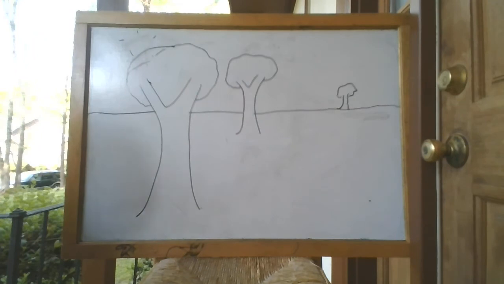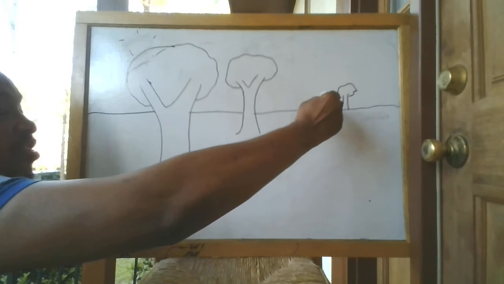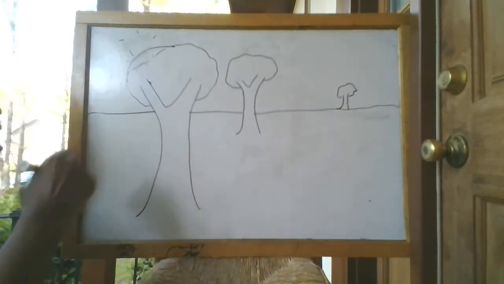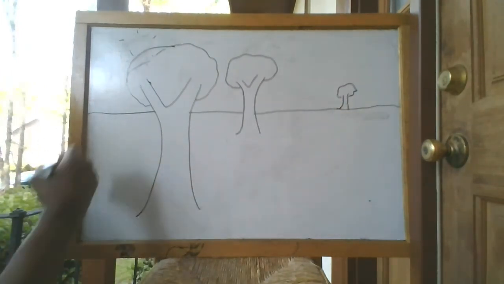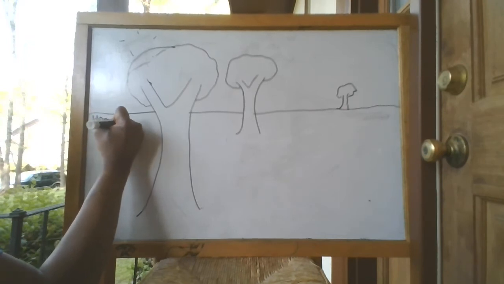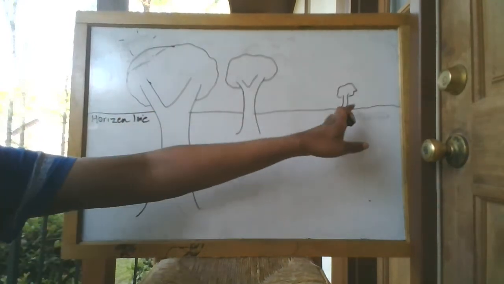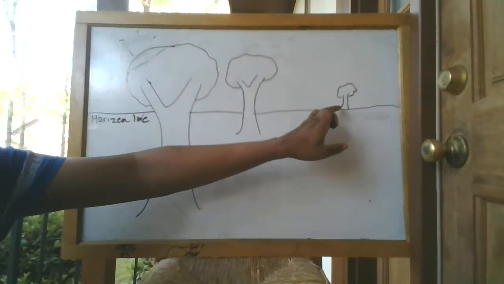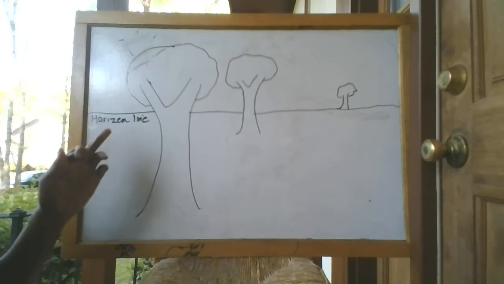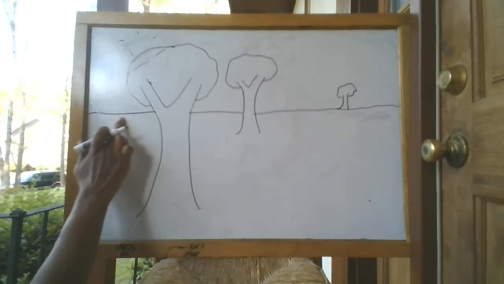Now, there's a neat little thing that happens. What's always attached to the background is the horizon line. Horizon line is always attached to the background because anything that's in the very back is on the horizon line or right at the horizon line.